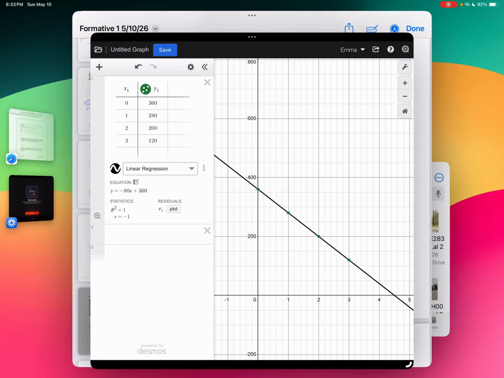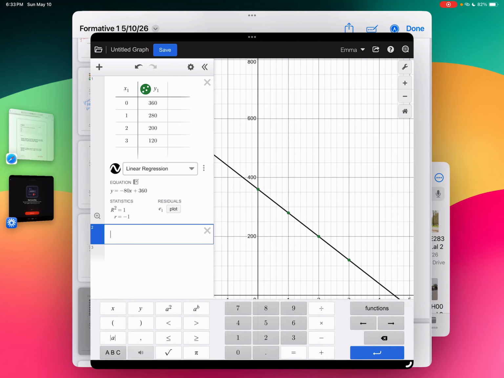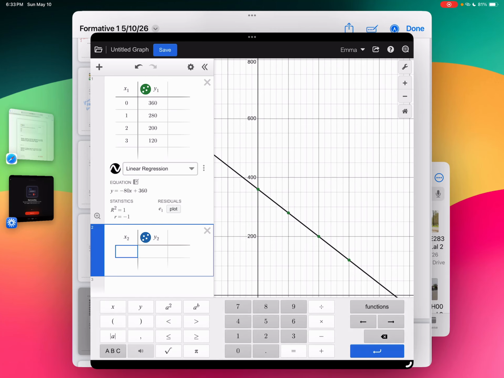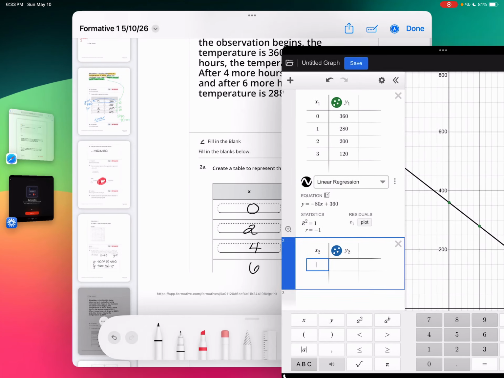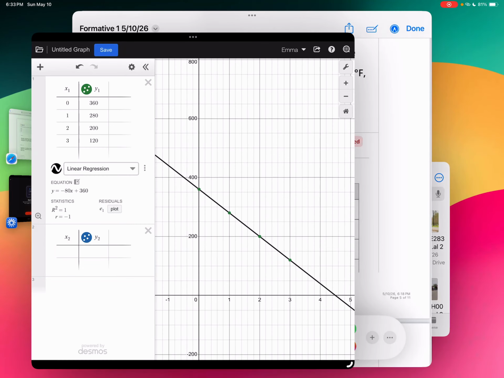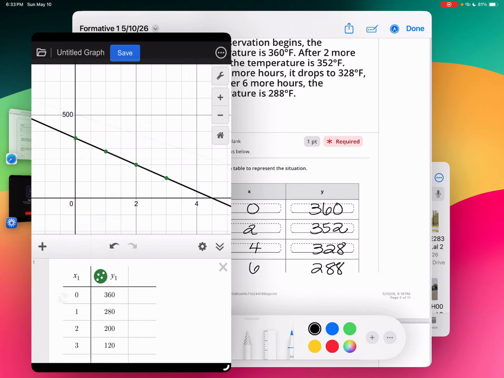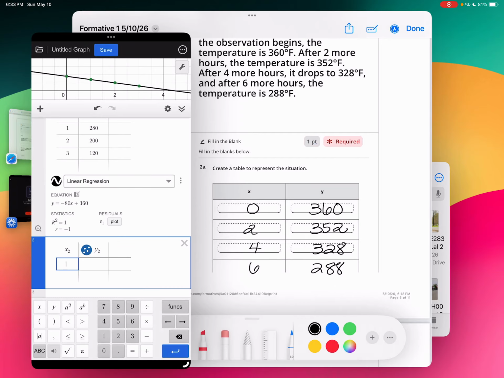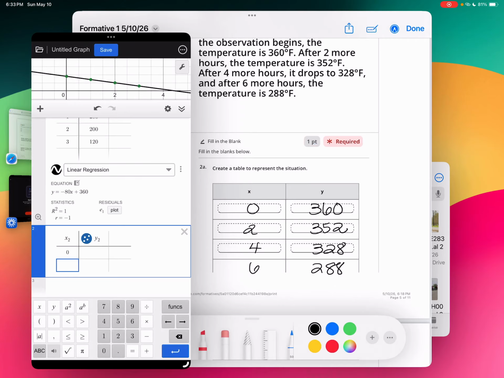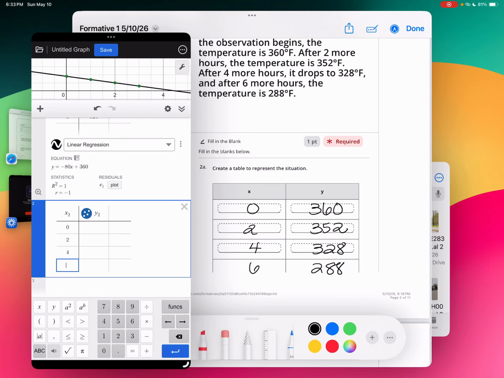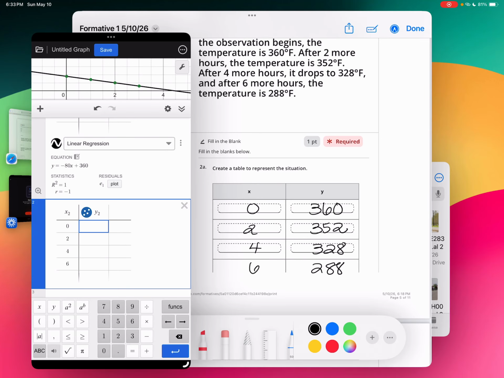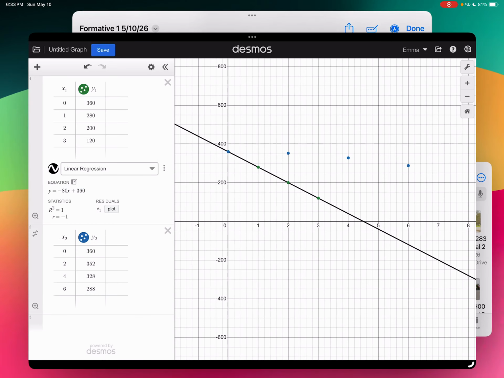Okay, so I would say start a new table. This is going to help us know whether it's going to be quadratic or exponential. So we have 0, 2, 4, 6, and then we have 360, 352, 328, 288. Okay, so let's take a look.